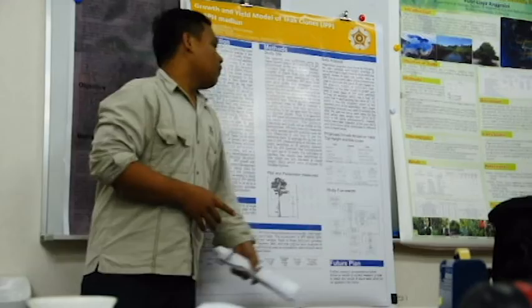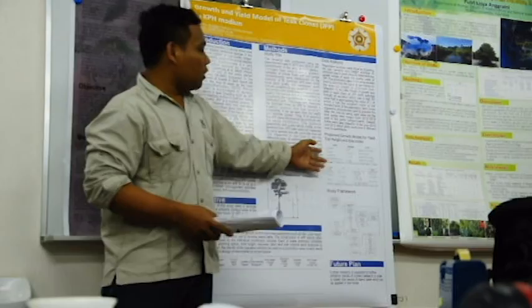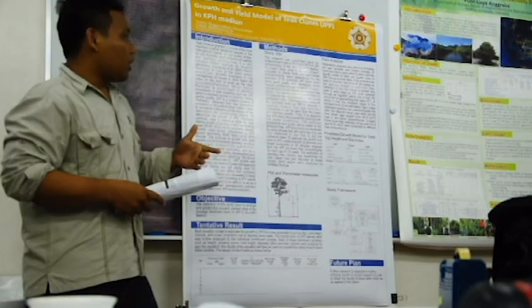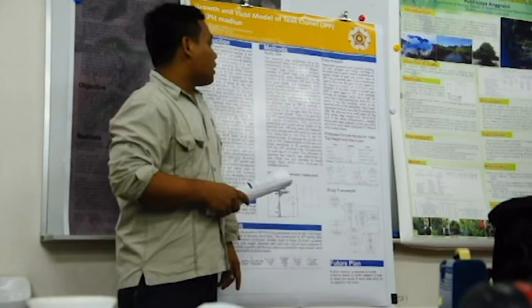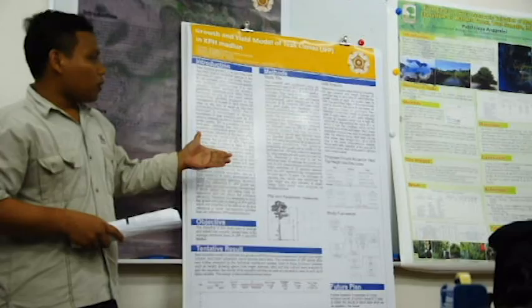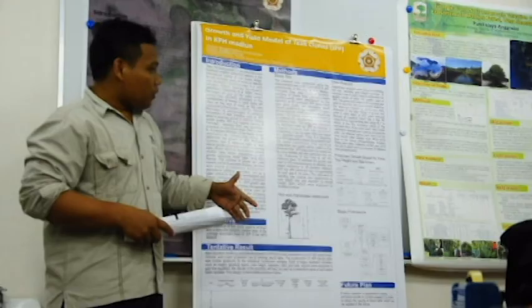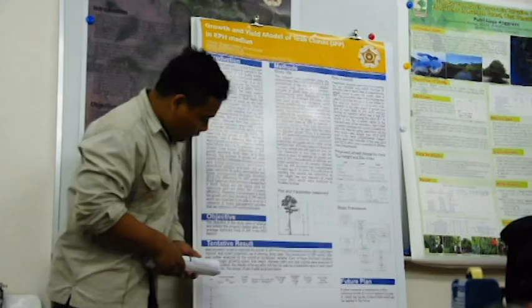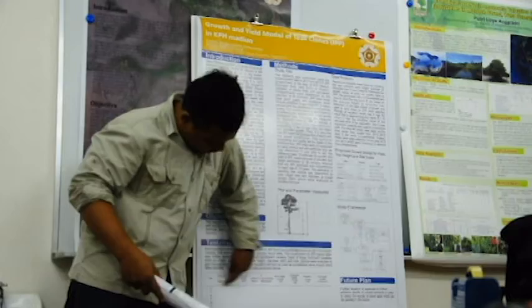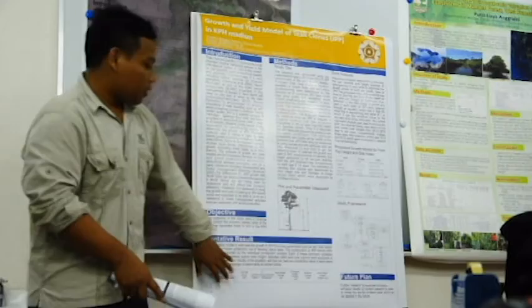From these four growth models, we will choose the best model, based on which has a high R-squared and the smallest standard error of estimation. From the best growth model, we then develop a stand table. The design of the stand table is like this one, but it still has no numbers because the stand table is not yet ready.